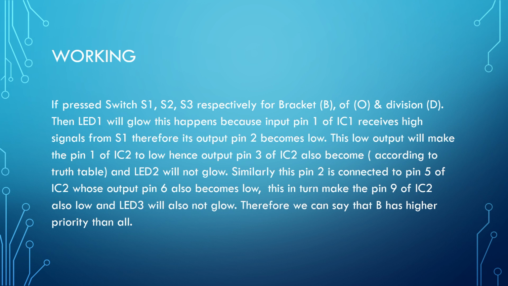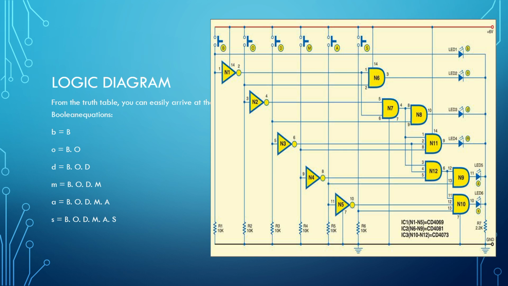So the working is this. As you see in the diagram, BODMAS push button switches are present to indicate the respective bracket of, division, multiplication, addition and subtraction. When we press any of those buttons, say for example O, D and M, that is switch 2, 3 and 4, when three of them are pressed together, in the respective ODM LEDs, the O will be high, because O has the highest priority among the three. Similarly, when B, O and D are pressed, B will glow because B has the highest priority.